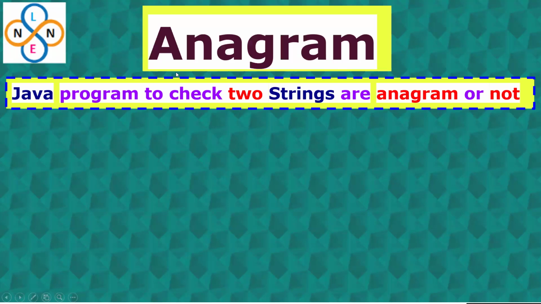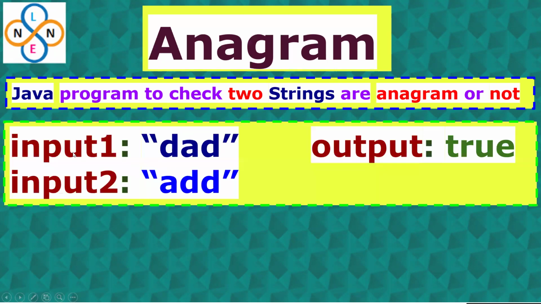In this video, we are going to discuss a Java program to check whether two strings are anagrams or not. For example, if the two strings are DAD and ADD, the primary condition to check for anagrams is that the length has to be the same. The number of characters in both strings has to be the same. And the second condition is that the number of occurrences of each character is also the same.